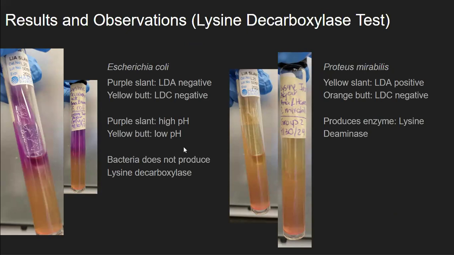For Escherichia coli, there was a purple slant, which was LDA negative, and a yellow butt, which was LDC negative. Purple slant indicating a high pH, yellow butt indicating a low pH. The bacteria does not produce lysine decarboxylase. For Proteus mirabilis, yellow slant, LDA positive, orange butt, LDC negative, produces enzyme lysine deaminase.